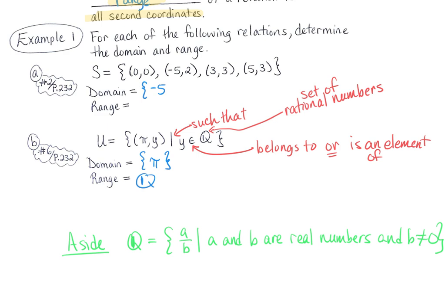-5. Talk loud where they can hear you in the back. 0, 3 and 5. Any more? No, because we picked up all our first coordinates. That's our domain. Okay? What's our range?